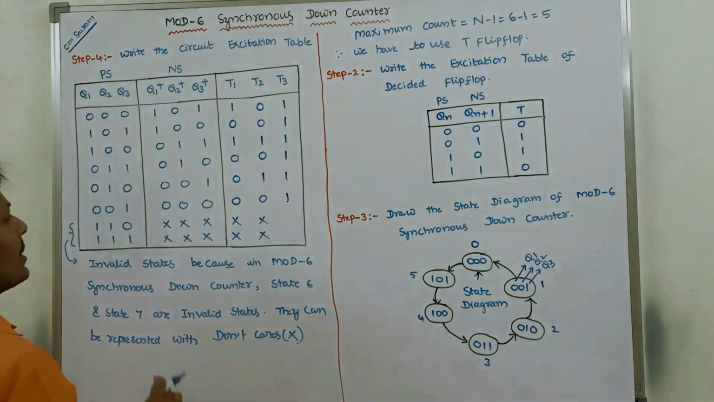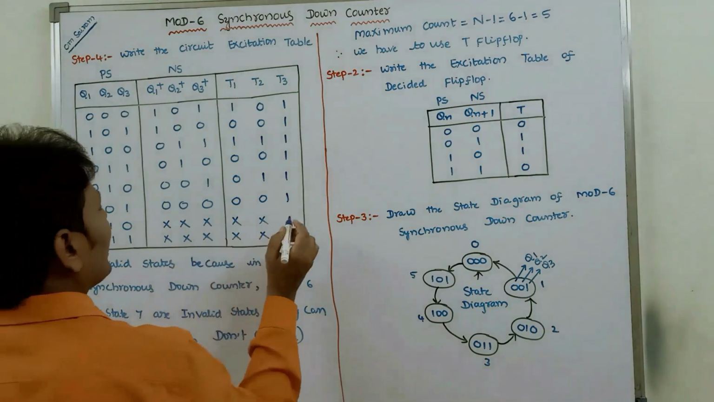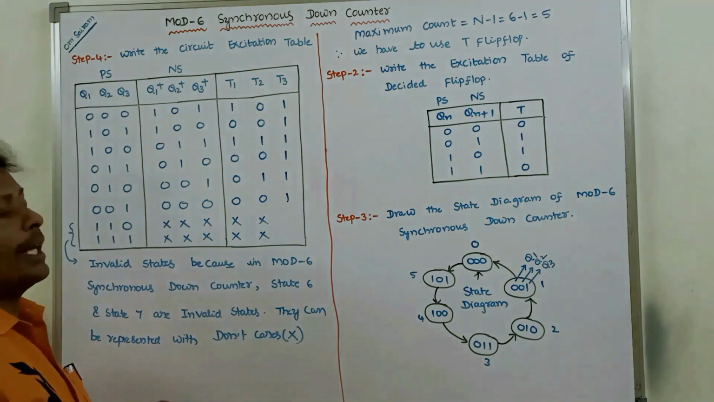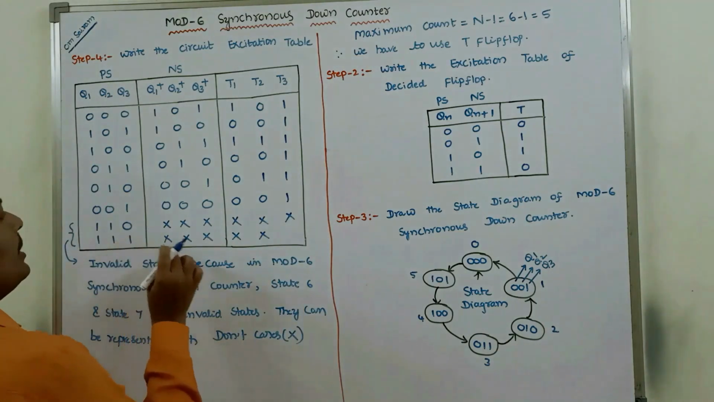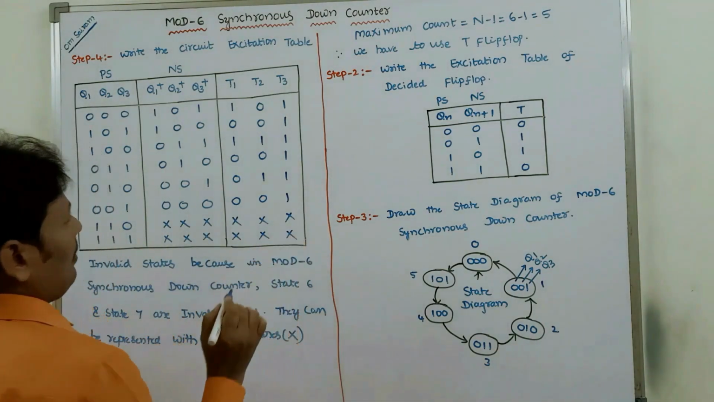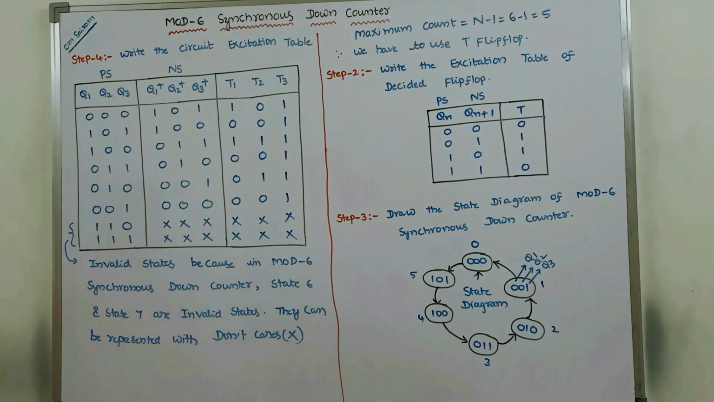Its value is 1. Here 0, here don't care. One of the input is don't care among the two inputs. The output is also don't care. Here 1, here don't care. Here also don't care. So this is the circuit excitation table.